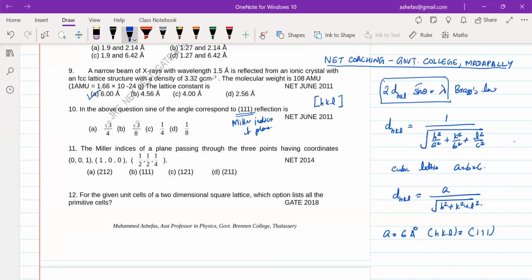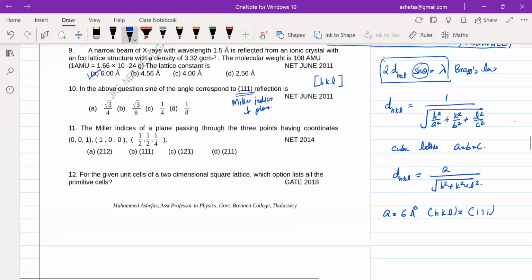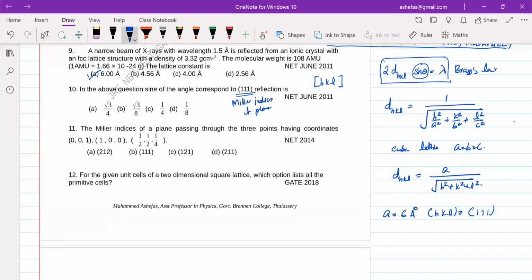So we have to calculate sine theta, and lambda is also given. So how to find sine theta? Sine theta is lambda divided by 2 times d_hkl. What is lambda here? Lambda is 1.5 angstrom divided by 2 times d_hkl, which is 6 divided by the square root of 1 square plus 1 square plus 1 square, that would be 3.